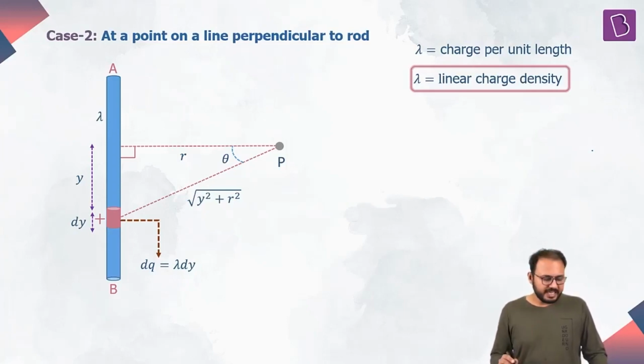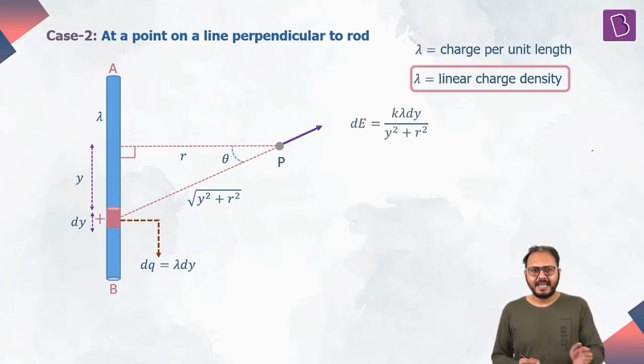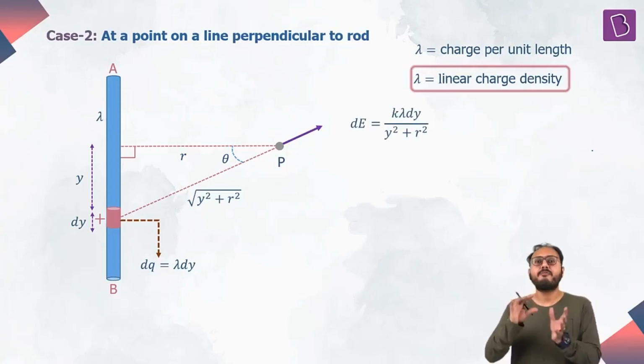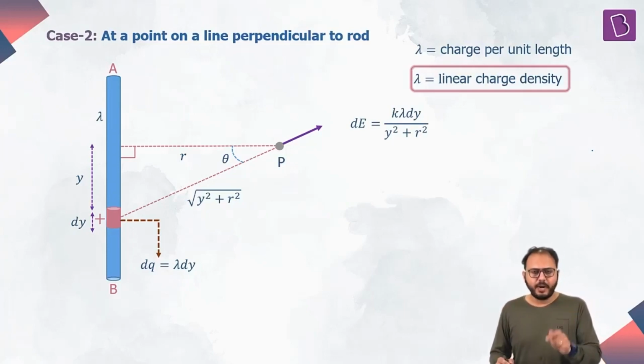What is the value of dE at point P? K dq upon r square. K times lambda dy upon r square. In this case, when I say r square, I mean the formula r square. In this case, who plays r square? Under root y square plus r square whole square. So the radical gets killed by the square. You have k lambda dy upon y square plus r square. Fine, sir. We got it.